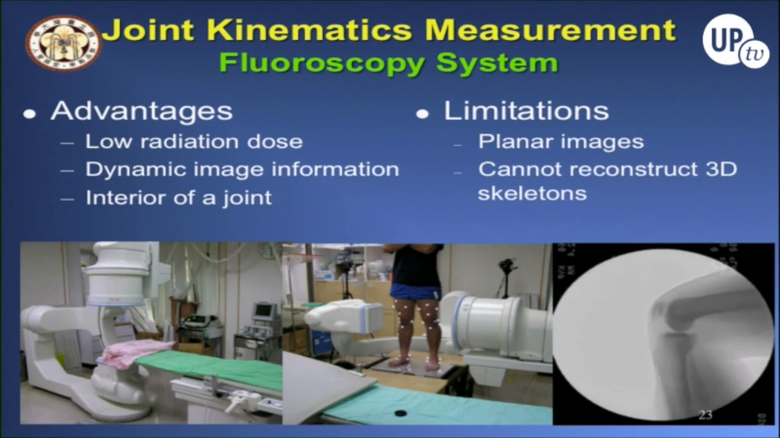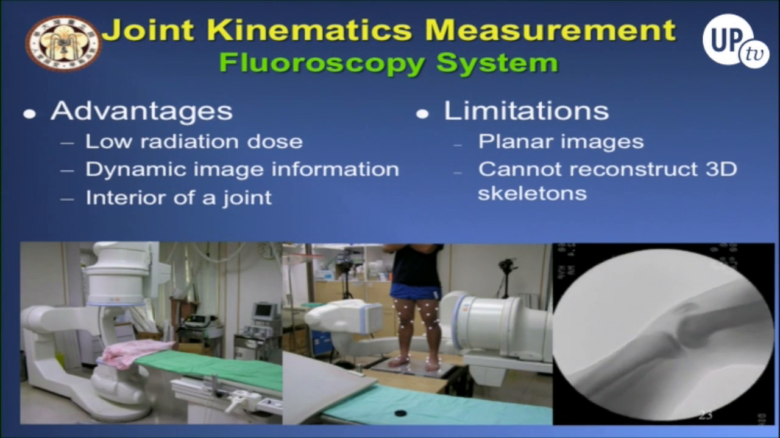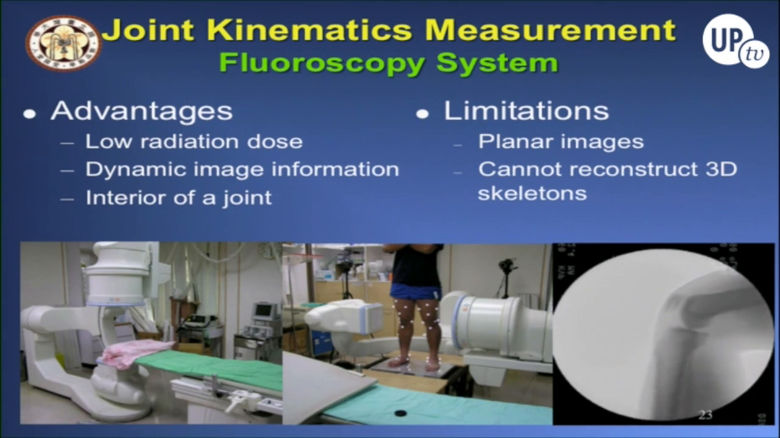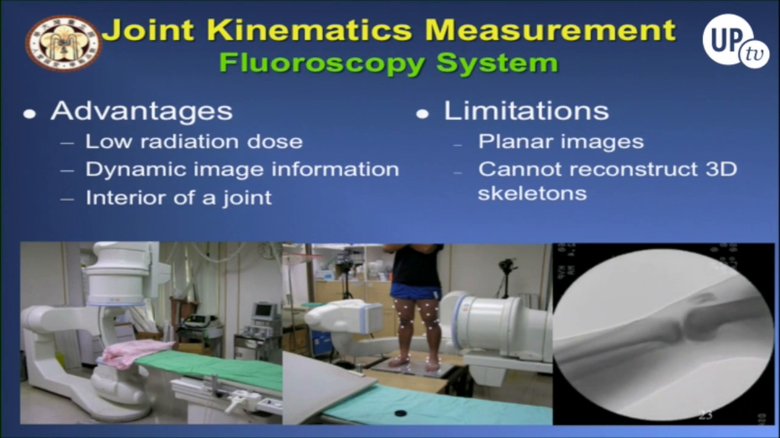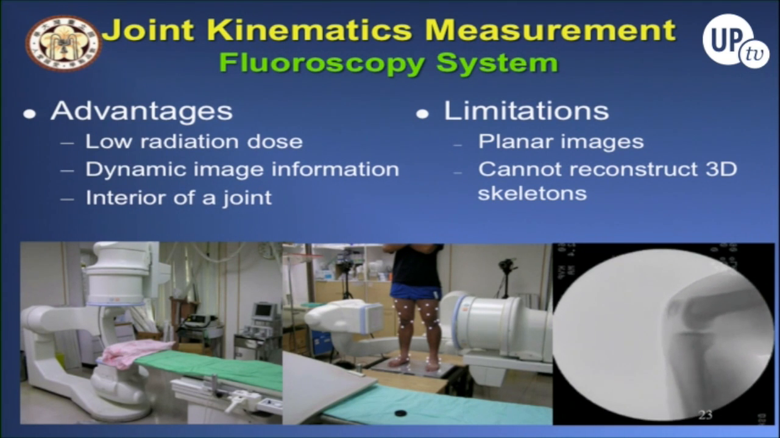So if we are interested in dynamic movement, we have to look into a fluoroscopy system. A fluoroscopy system is normally used for angiography measurements. So you put the wire into the blood vessels to look into the heart, to see the heart valves, etc. And we use this system to measure joint motion. It is low radiation dosage, and it's dynamic image information. You can see inside the joint. But it's, again, planar, and we cannot use it for reconstruction of 3-dimensional bone motion.